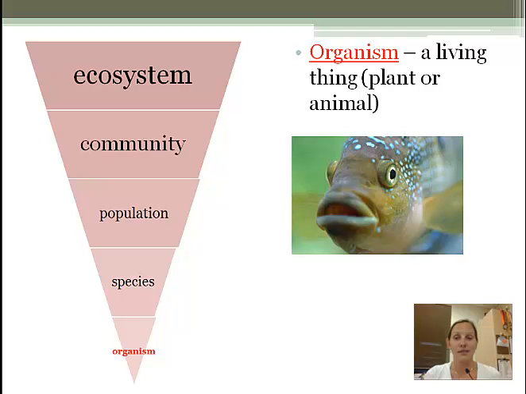Lastly is an organism, and we started here. An organism is a living thing. It could be a plant, it could be an animal. An example is this fish.